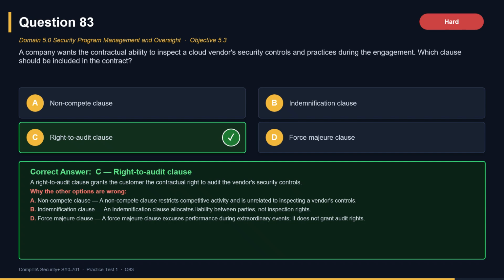Indemnification clause is incorrect. An indemnification clause allocates liability between parties, not inspection rights. Force majeure clause is incorrect. A force majeure clause excuses performance during extraordinary events. It does not grant audit rights.